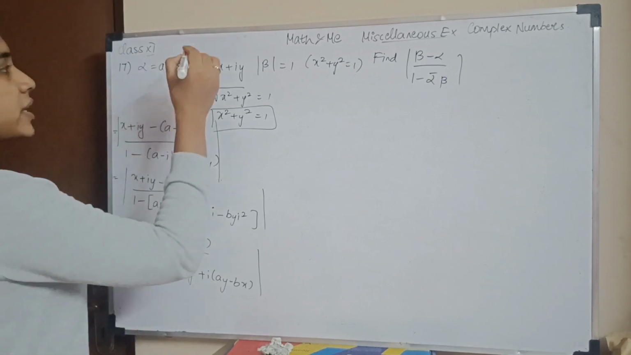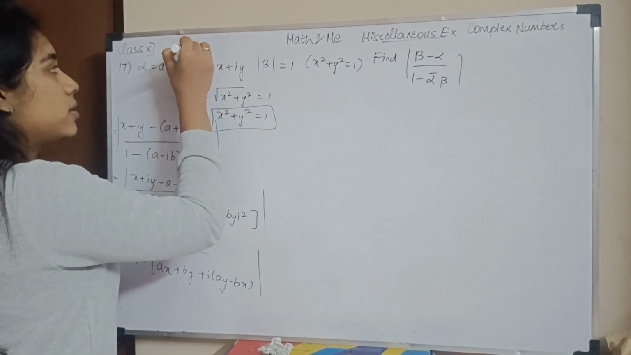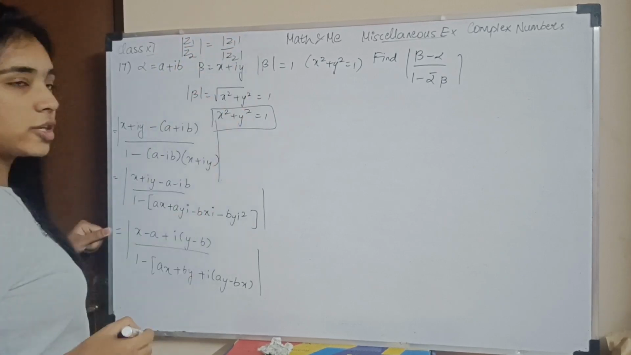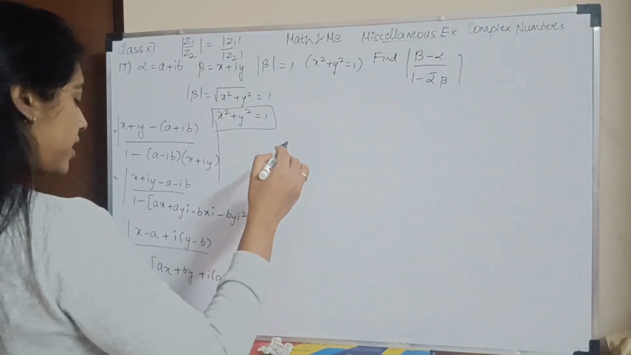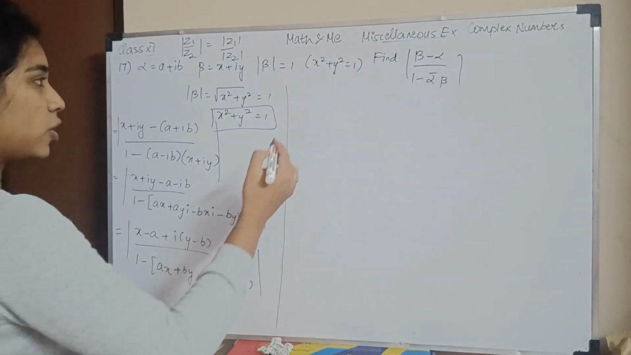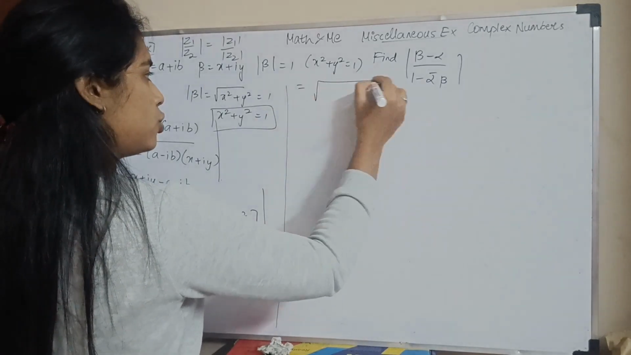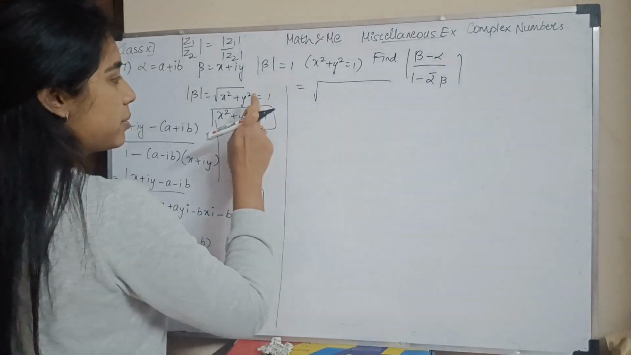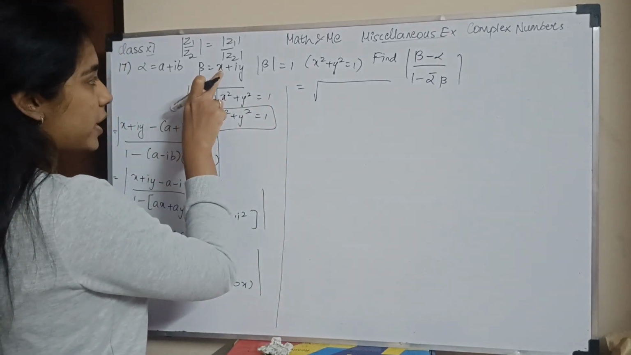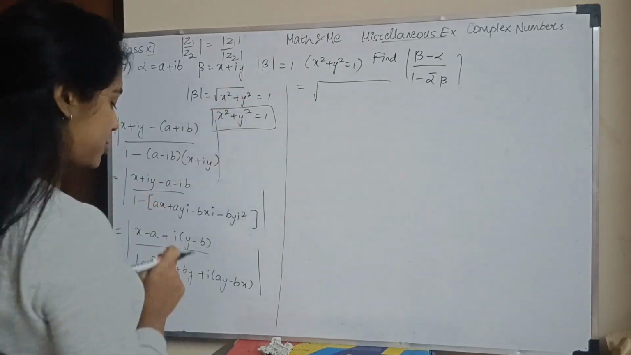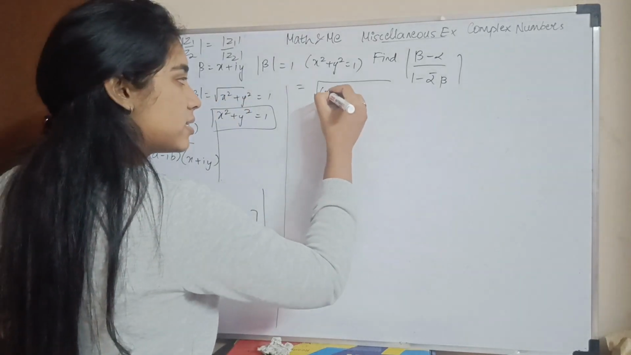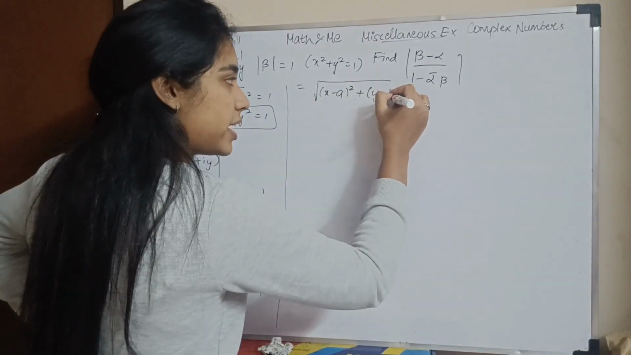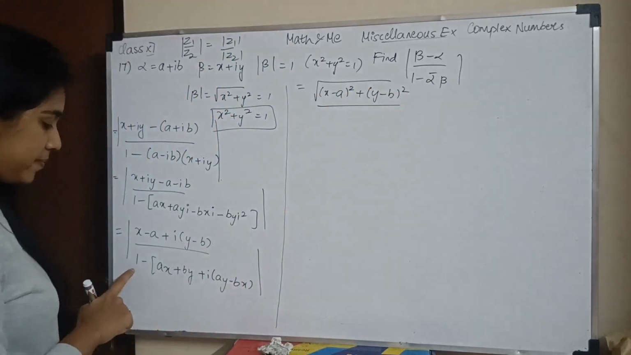Now you know that modulus of z1 by z2 can be split and written as mod of z1 divided by mod of z2. So now I'm going to split the numerator and the denominator. So what will be my modulus? Modulus will be root of real part square plus imaginary part the whole square. That is how we have written it here. Mod is the square of the real part plus the square of the imaginary part. Here the real part is x minus a the whole square plus the imaginary part is y minus b, so y minus b the whole square, divided by the same thing.